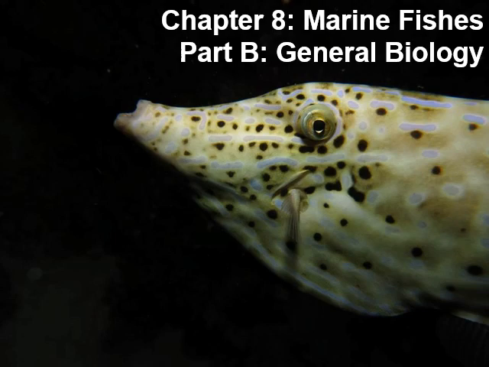So in the first part of the marine fishes chapter we talked about the major groups of fishes we find in the ocean. So we talked about the jawless fishes, the cartilaginous fishes, and the bony fishes. In this part of the chapter, we're going to talk more broadly about how fish survive in the ocean and the special ways that they deal with living in the ocean environment.